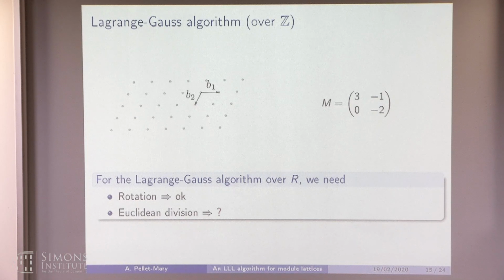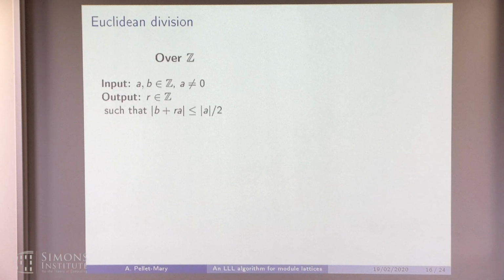For the rotation, we have already seen how to define QR factorization in the previous slides. So what remains is how we are going to have a Euclidean division. That's the hard part, because you probably know that in many number fields, there is no Euclidean division. So we don't have this way of reducing B2 using multiples of B1. Let me give you more details on this Euclidean division and why it does not exist.